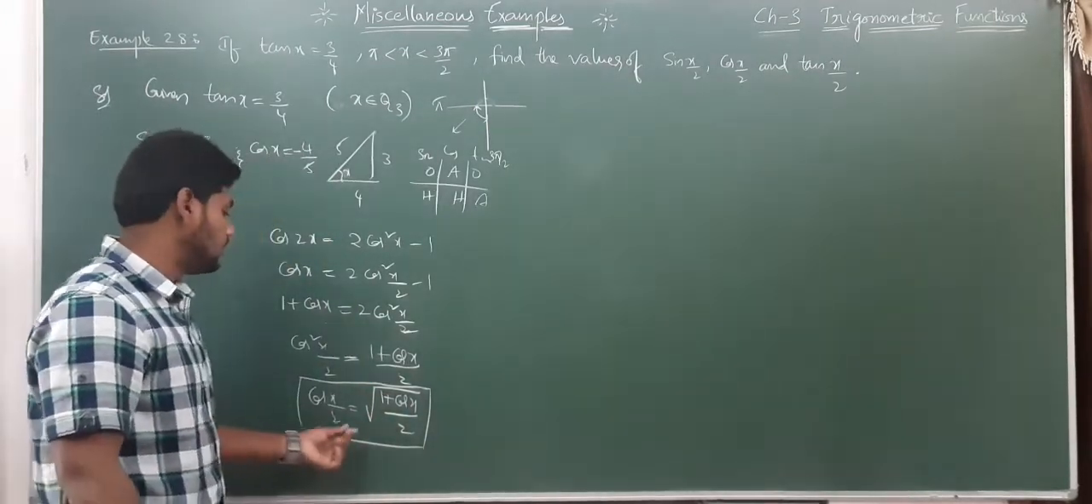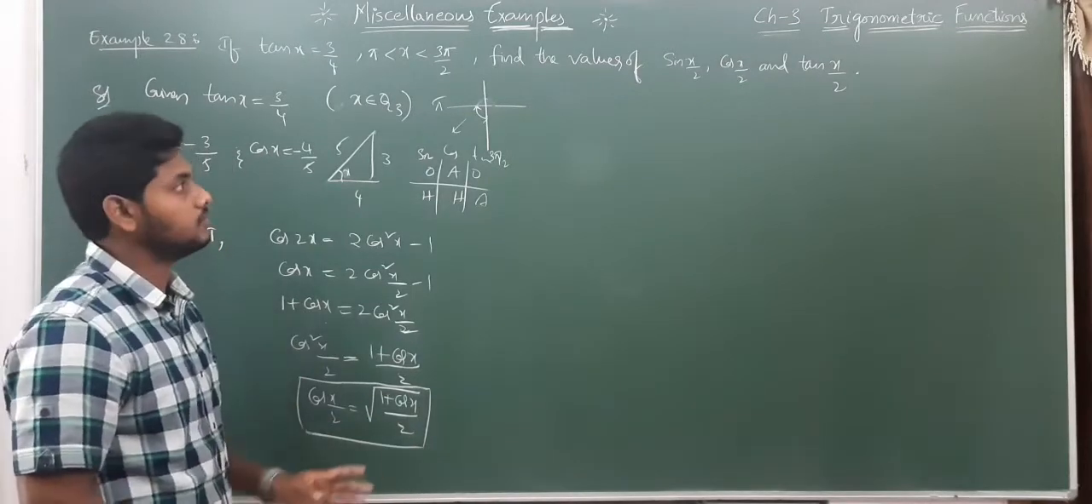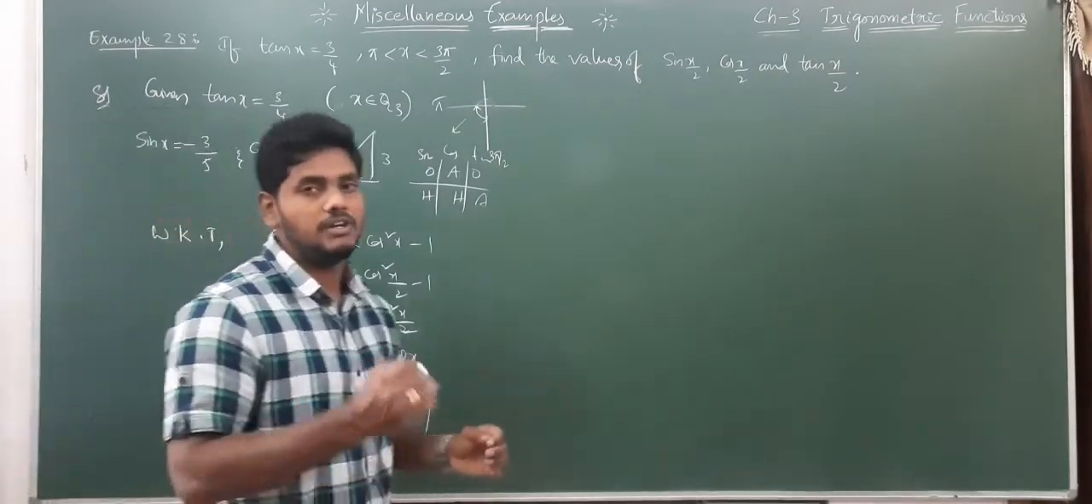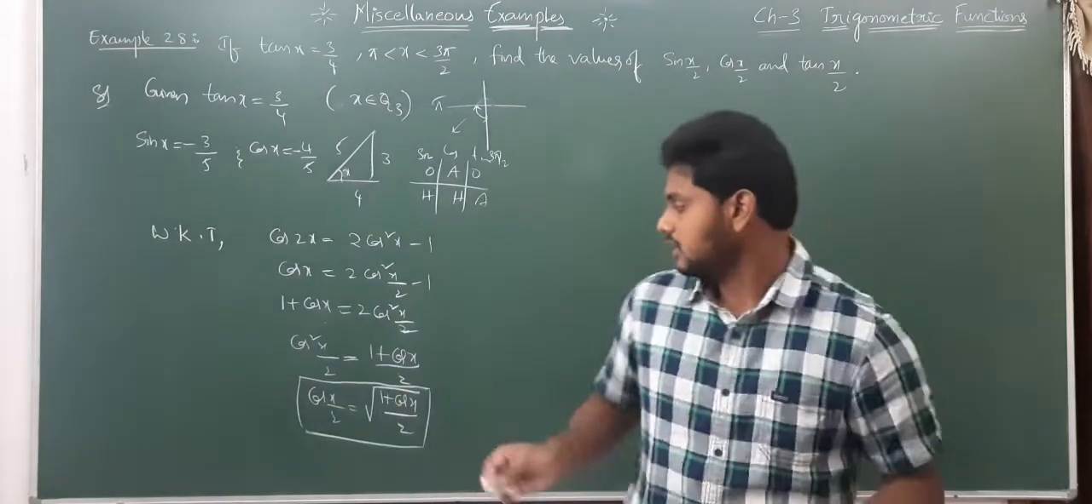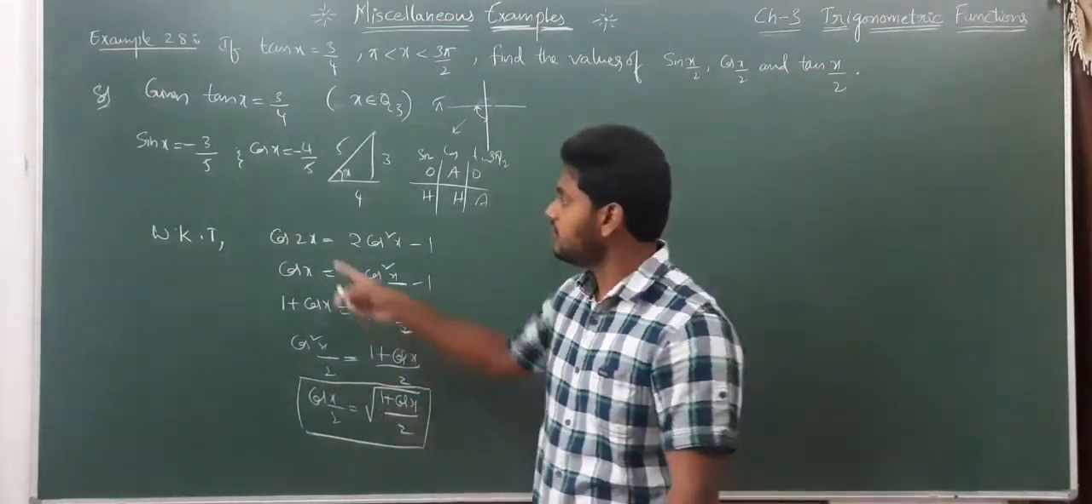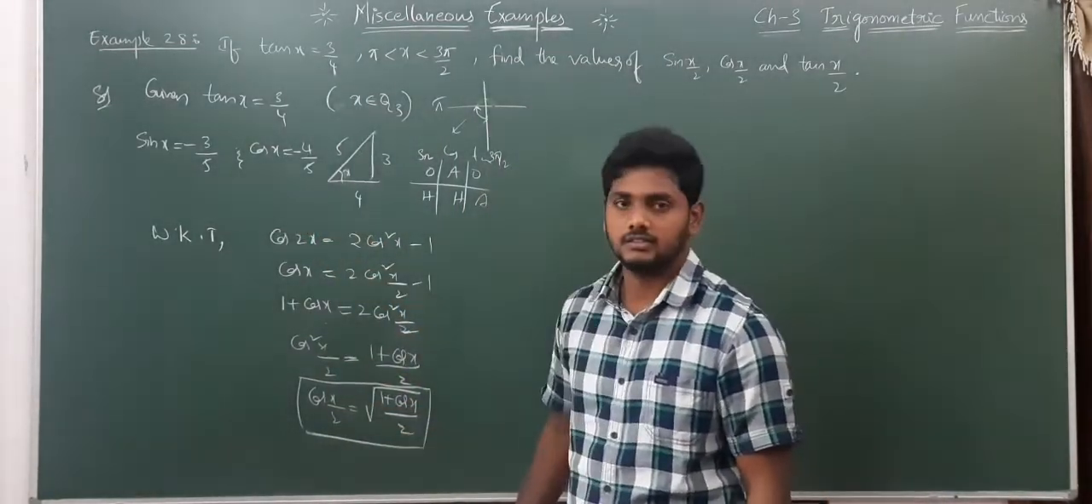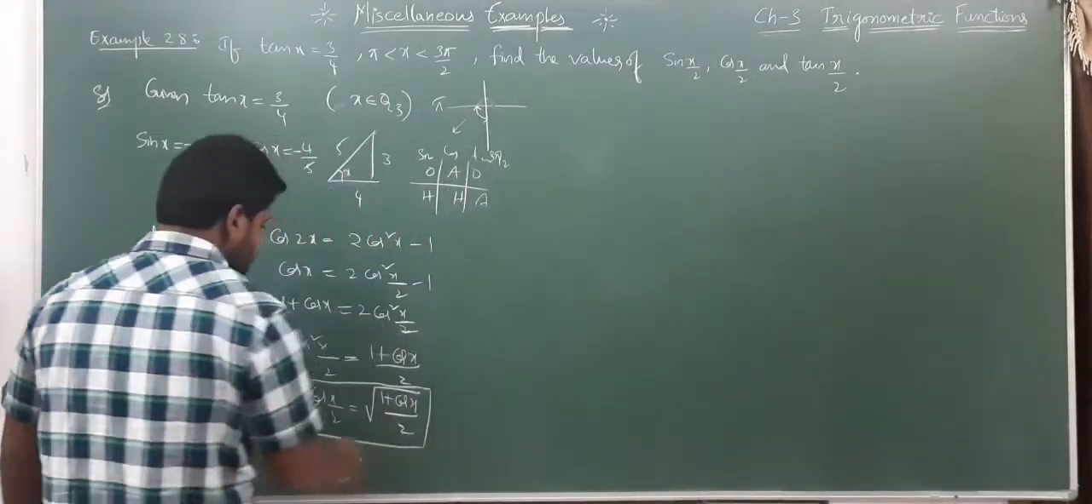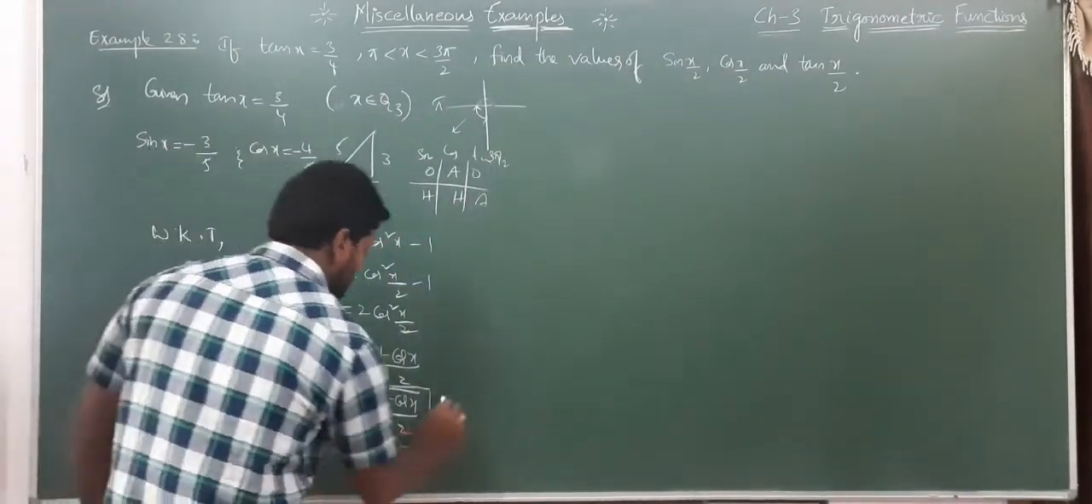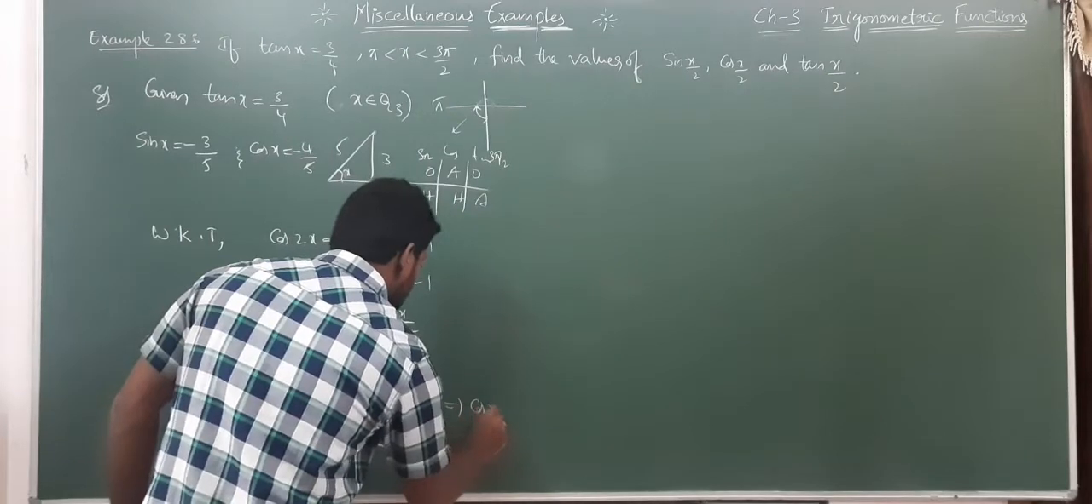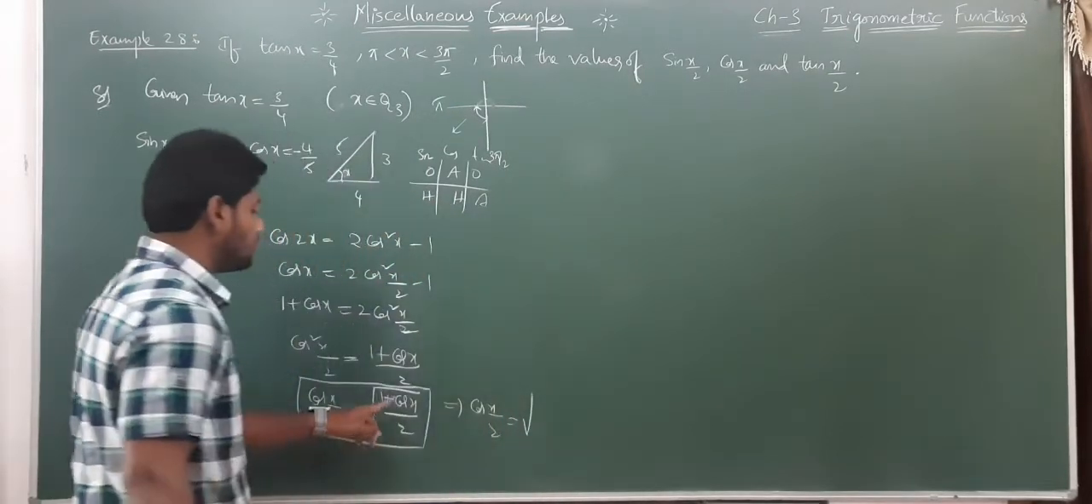What is cos x by 2 value? Square root of (1 plus cos x) by 2. So from next time onwards, in problems, whenever we get cos x by 2, if you know the value of cos x, easily you can find it, right? Now, see here we need to find cos x by 2. Cos x by 2 is equal to square root of (1 plus cos x) by 2.